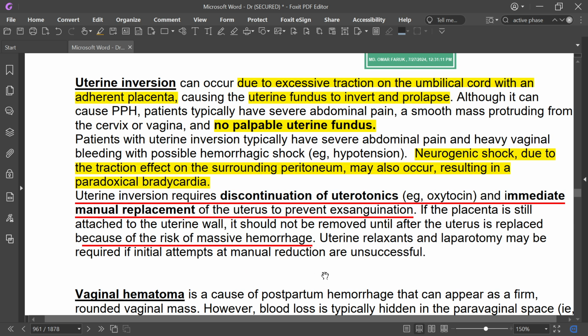Uterine relaxation and laparotomy may be required if initial attempts at manual reduction are unsuccessful. If manual reduction is unsuccessful, then you should do laparotomy.